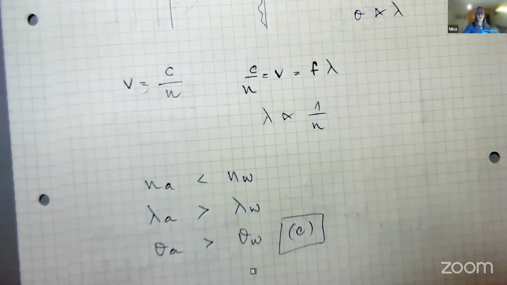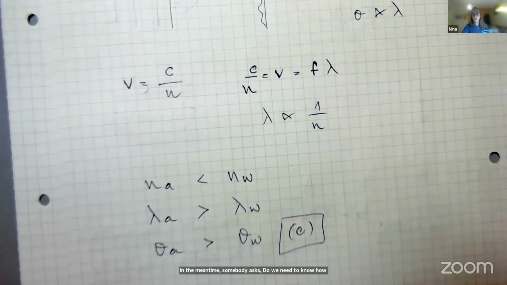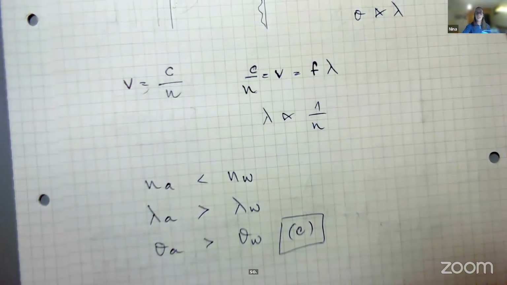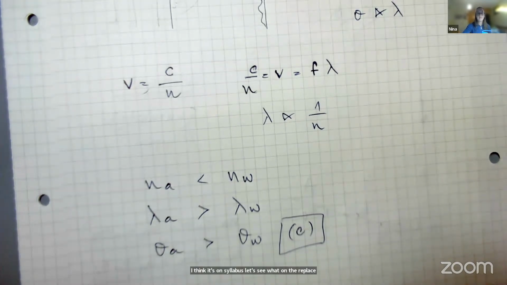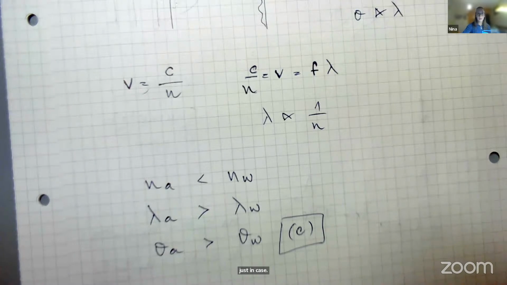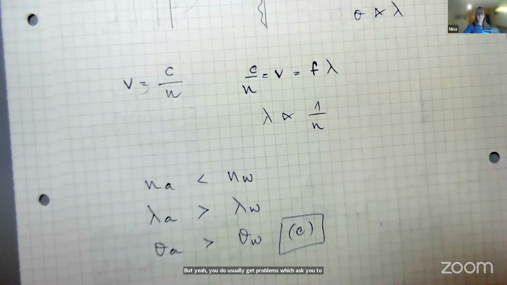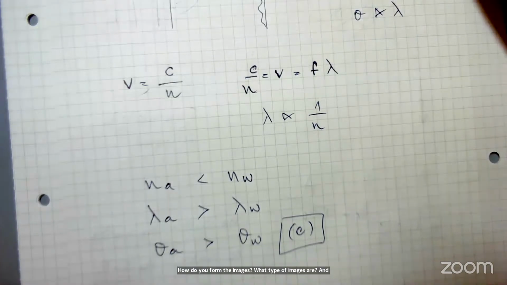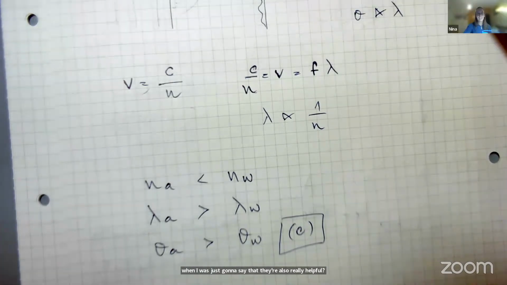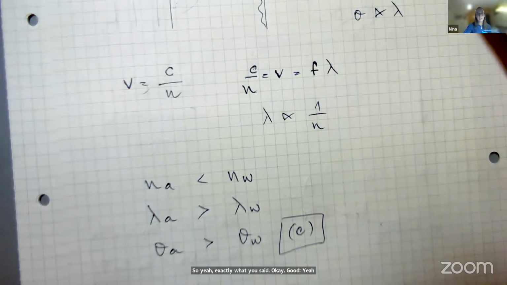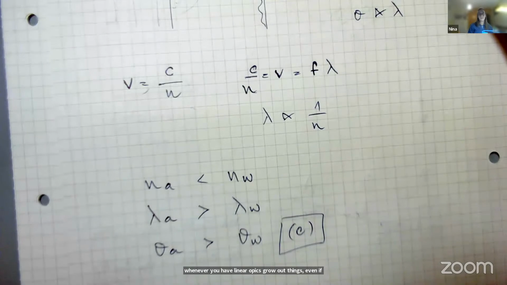In the meantime, somebody asked, do we need to know how to draw ray diagrams and about real and virtual images? I think so. I think it's on the syllabus. Let's see what Anna replies, just in case. But yeah, you do usually get problems which ask you to draw out where the light goes, how you form the images, what type the images are, and so on. I was just going to say that they're also really helpful. So yeah, exactly what you said. Okay, good. But whenever you have linear optics, draw out things, even if they don't specifically ask you for it, because they are helpful.